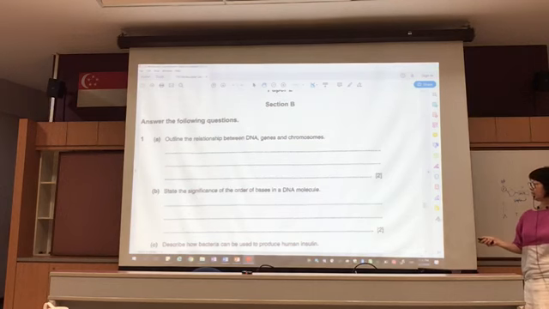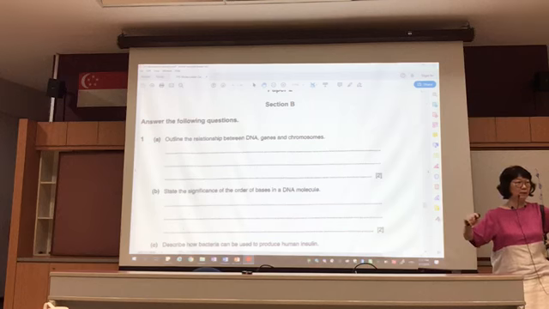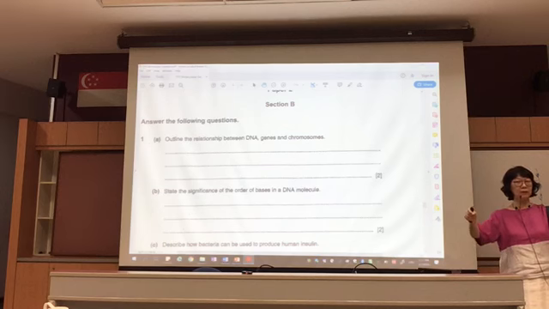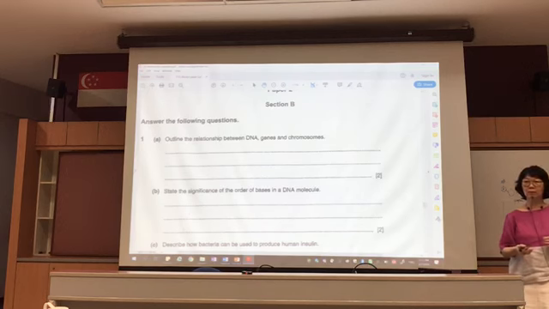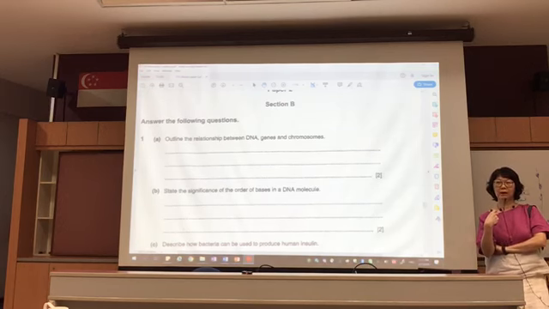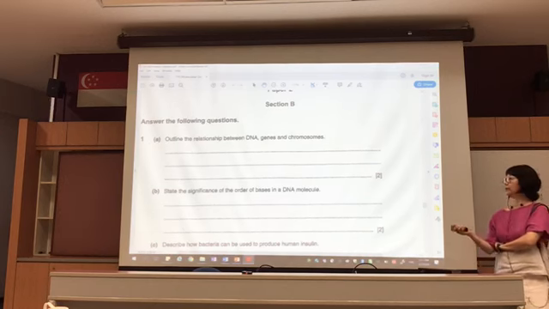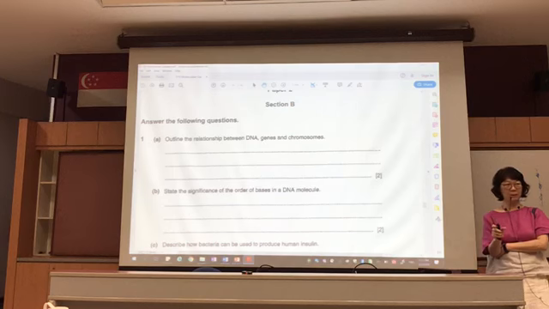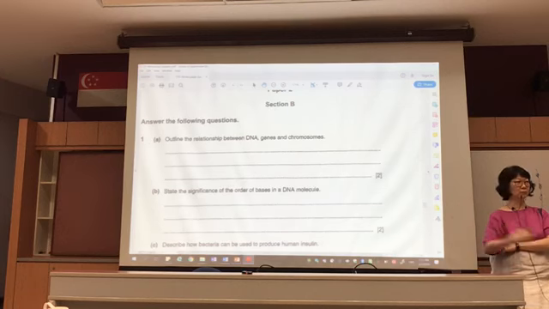What is the significance of the order of bases? The order of bases will determine the order of amino acids in the polypeptide. Am I right? The order of amino acids will determine the function of the polypeptide. So this is the importance: the order of bases determines the order of amino acids, the order of amino acids determines the type of polypeptide, and the type of polypeptide determines the function.